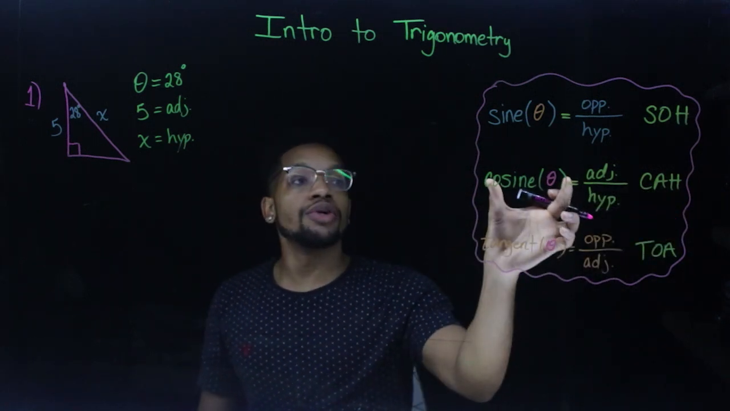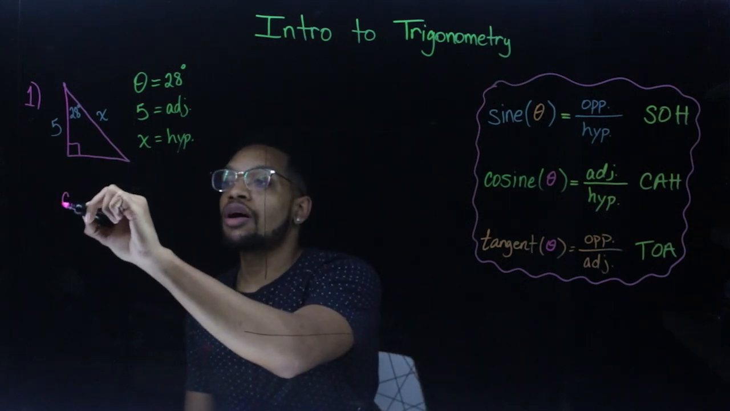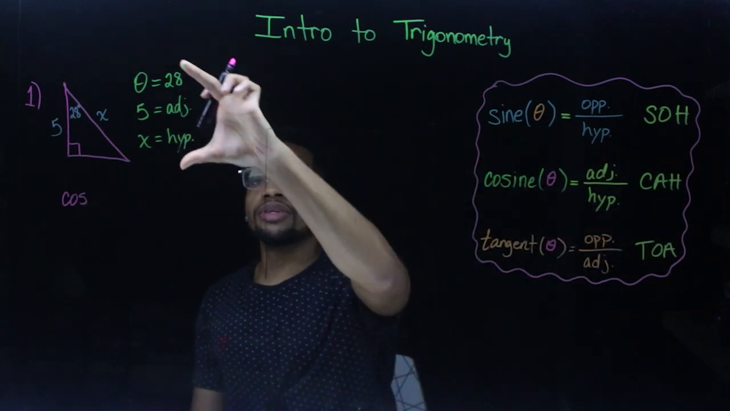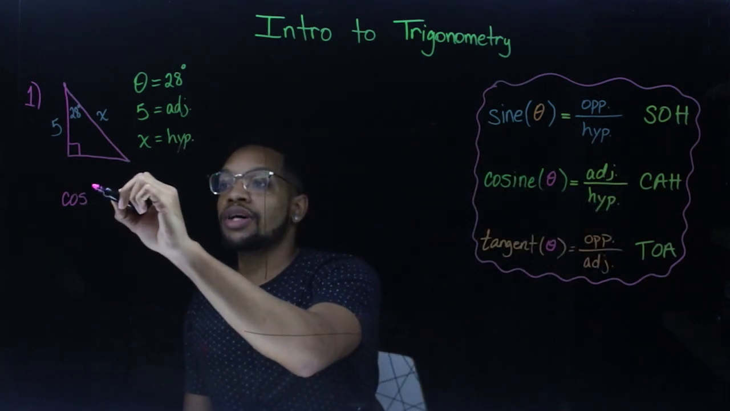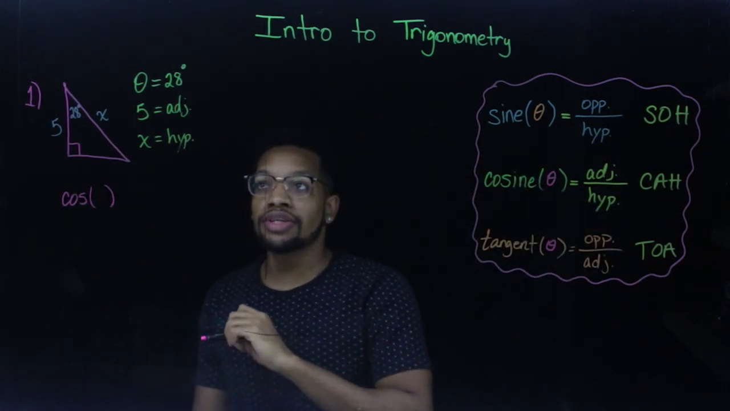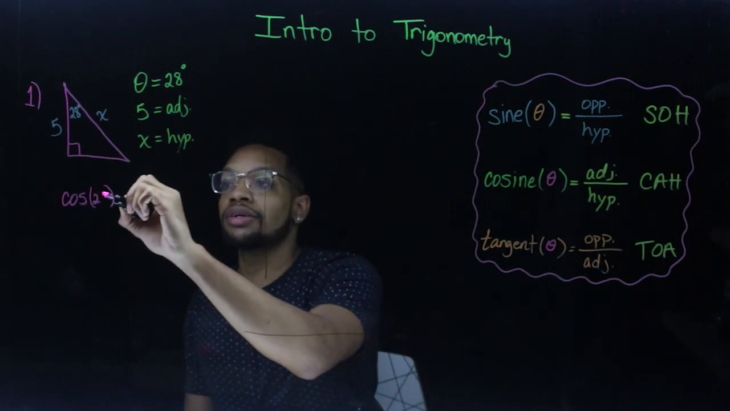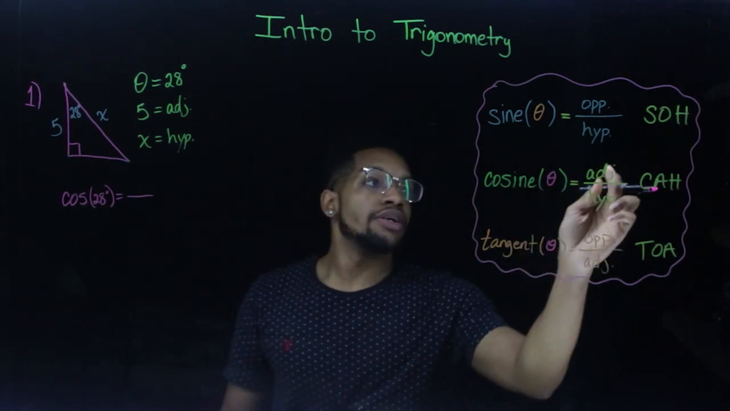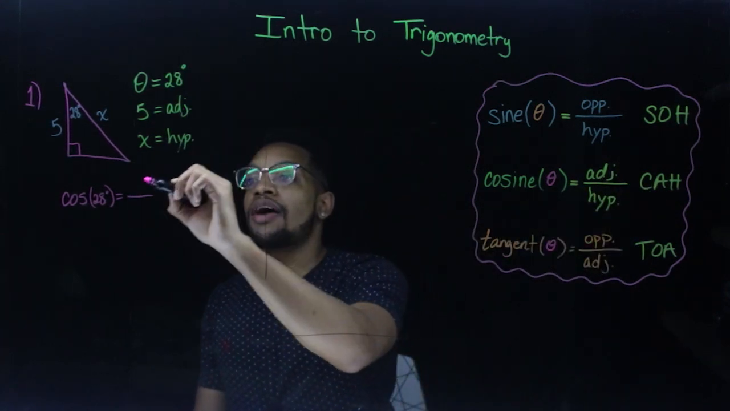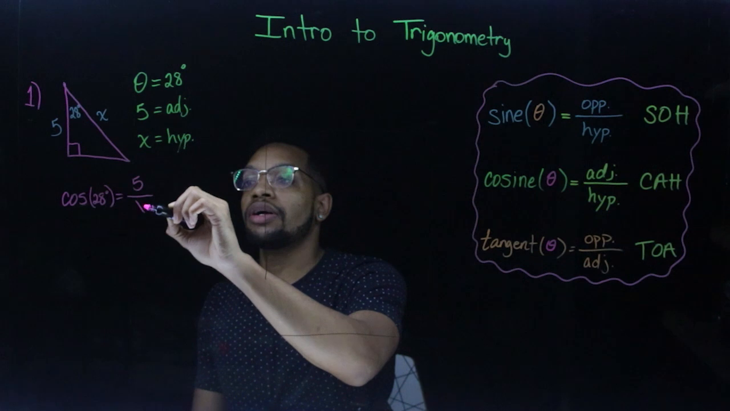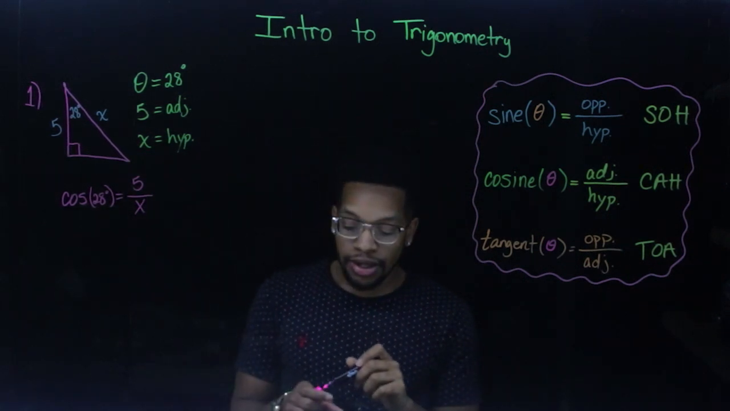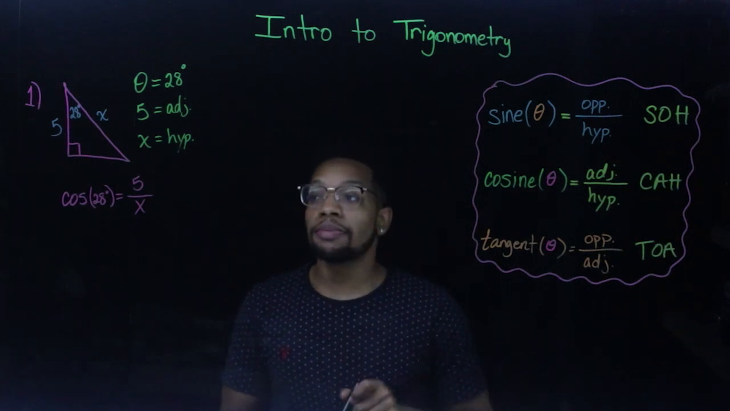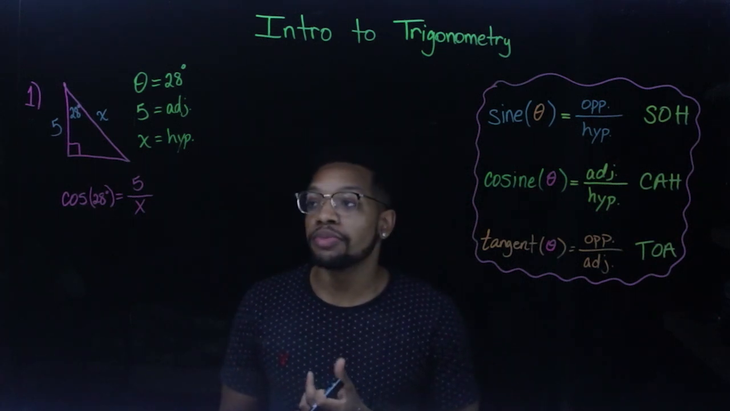And so once you figure out which function you're gonna use, all you do is replace everything in this with the stuff from here. So cosine, and then instead of putting theta in parentheses, I'm gonna put 28 degrees. And that's gonna be equal to, what do we say? Adjacent over hypotenuse. So it's gonna be 5 over x. All right, and in my opinion, that's the hardest part right there, just setting it up. Because once you get the setup, all it is is straight up algebra from there.